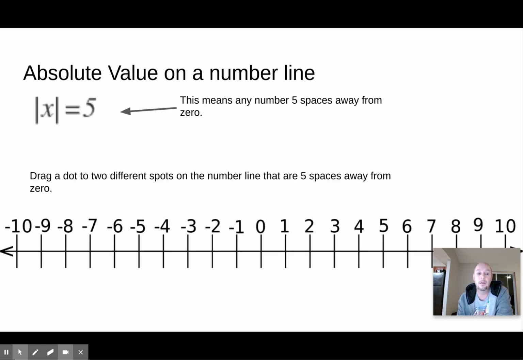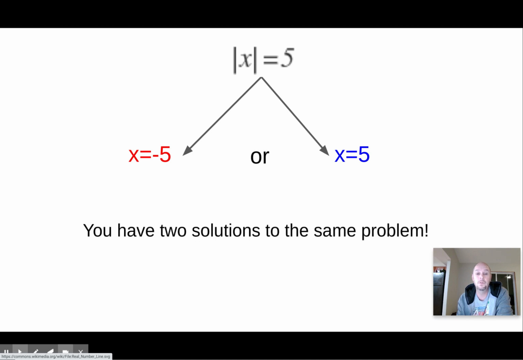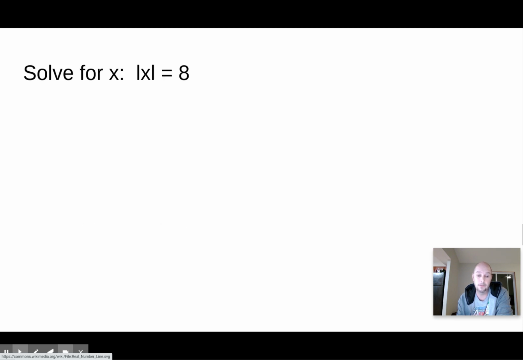So here's what it looks like on a number line. We have the absolute value of x equals 5, so any number that's 5 spaces away from 0. So x is going to equal either +5, because that's 5 spaces away from 0: you've got 1, 2, 3, 4, 5. Or -5, which is 1, 2, 3, 4, 5, both 5 spaces away from 0. The way you would solve this on a sheet of paper is you would split that absolute value into two different things. x can equal -5, or x can equal +5. You're going to have two solutions to the same problem for these absolute values.